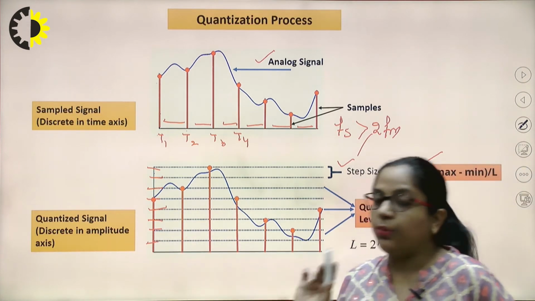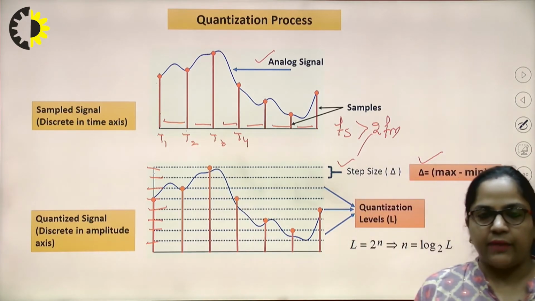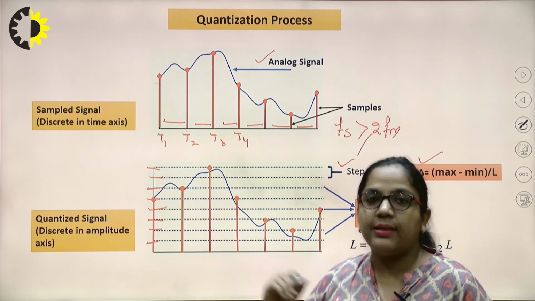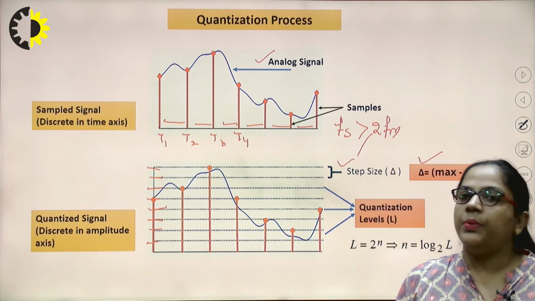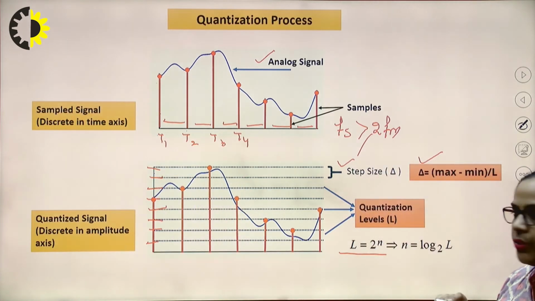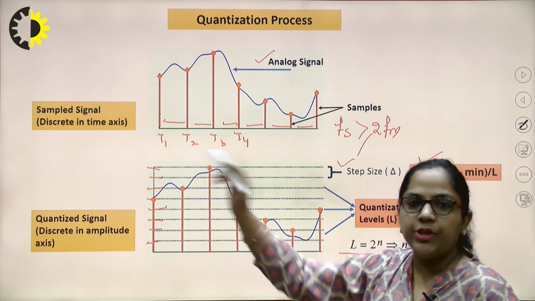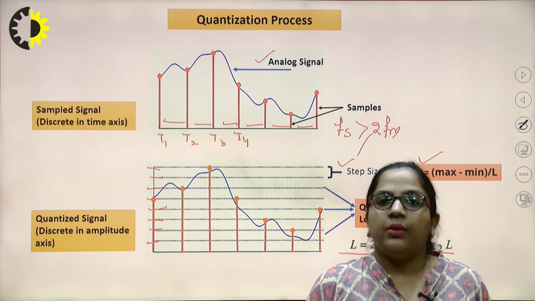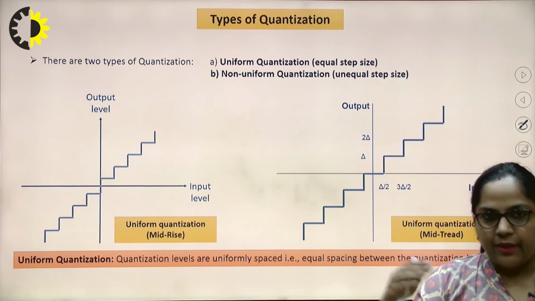The next step after quantization is encoding. If we increase the number of levels, then we have to increase the number of bits to represent each level. So there is a relationship between the quantization level and the number of bits required to represent each level: L equals 2 raised to the power n, where n is the number of bits required to represent each level, or we can say n equals log base 2 of the quantization levels.